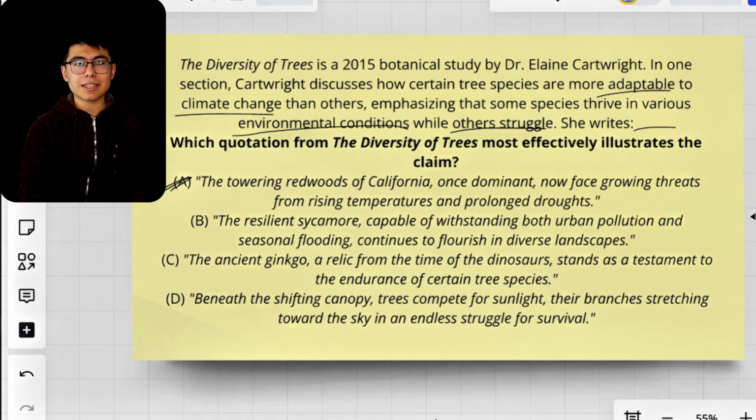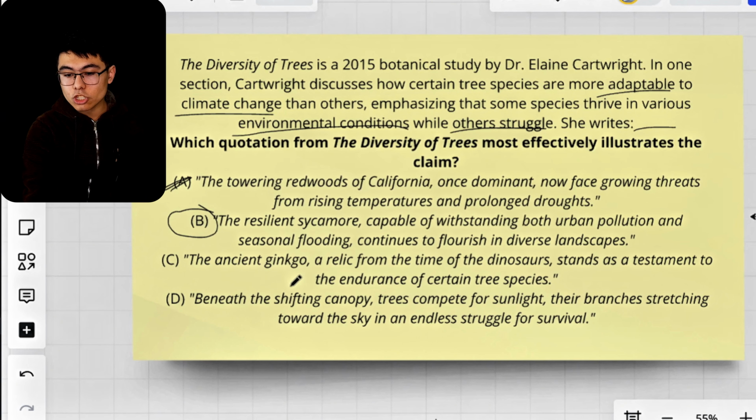Yeah, this supports the idea that some tree species are more adaptable than others because it describes how sycamores survive in those challenging conditions. That's why B is the correct answer choice.